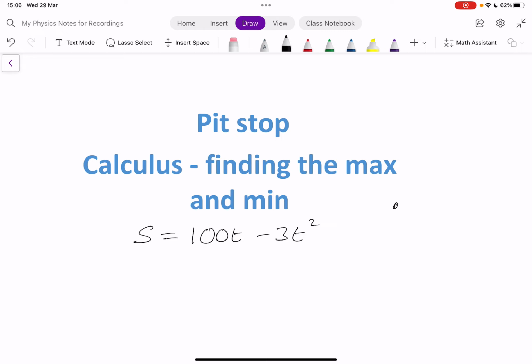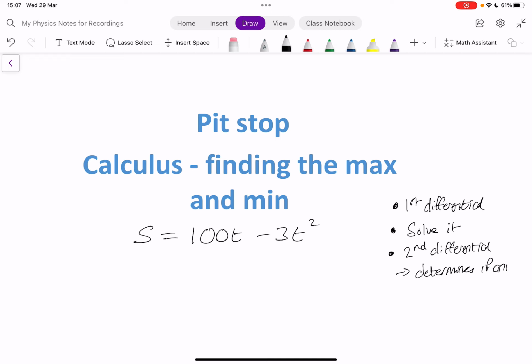Okay, so very simply, the first thing you do is find the first differential. You solve it. This basically gives you your answer. But then you just need to find the second differential. And what this does is it determines if your answer is a position of a maximum or a minimum. Now, in the example I'm going to work through, there is only really one answer that's of any significance. There is a second answer, and we'll talk about what that means in a second.